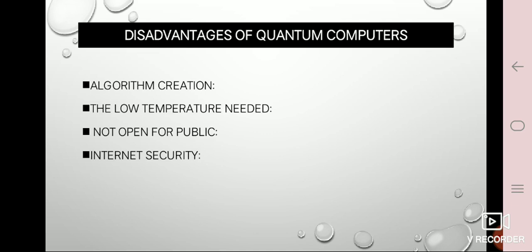Number 4, internet security. It is assumed by scientists that if a quantum computer is implemented in the best way, then whole internet security breaks. This is due to the fact that these computers can decrypt all the codes on the internet.